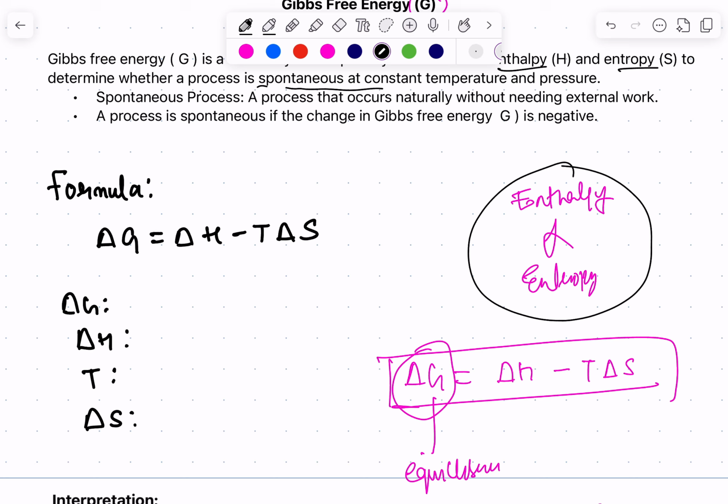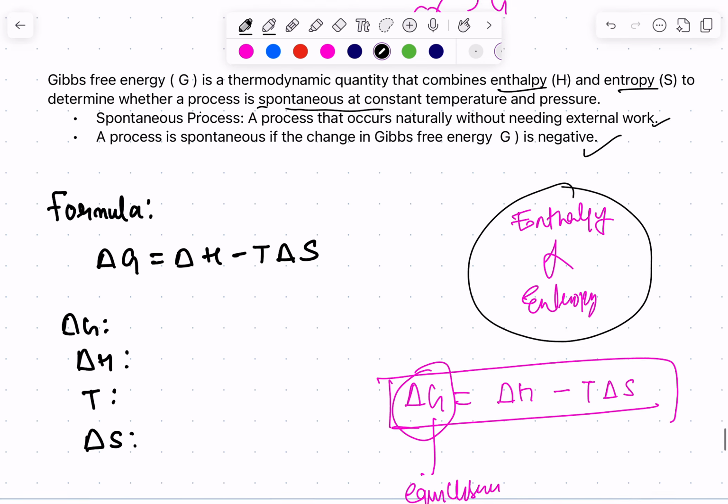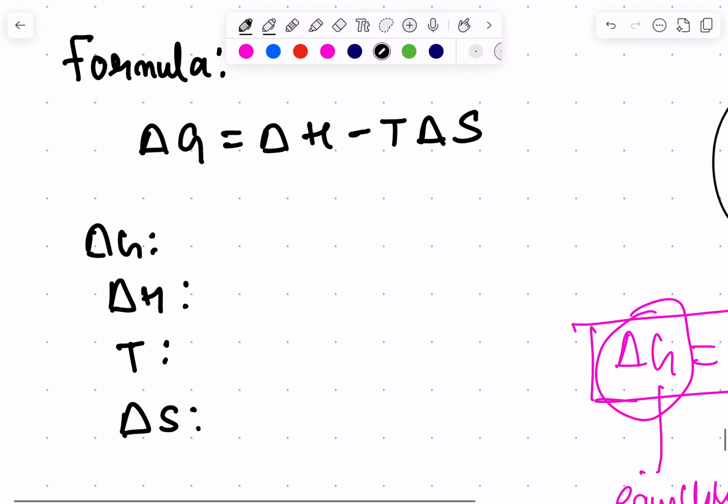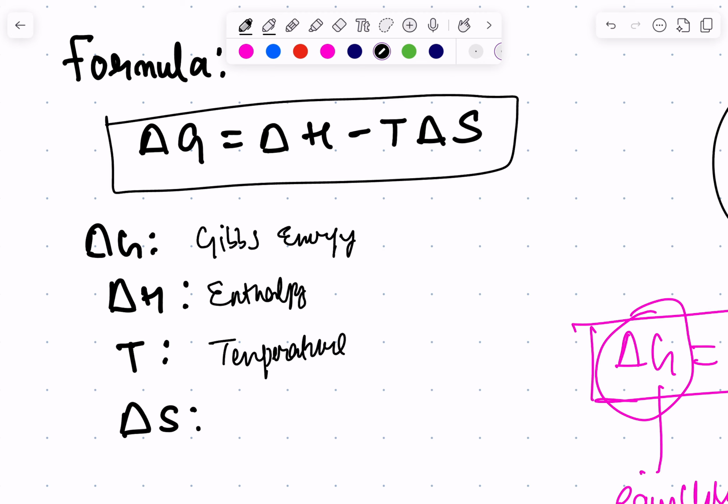So Gibbs energy gives you a perfect understanding of whether the reaction is spontaneous, in equilibrium, or non-spontaneous. A spontaneous process occurs naturally without needing external work. I have also written it here. And you know the formula, delta G is equal to delta H minus T delta S. Delta G is Gibbs energy, delta H is enthalpy, T is temperature, and S is entropy.